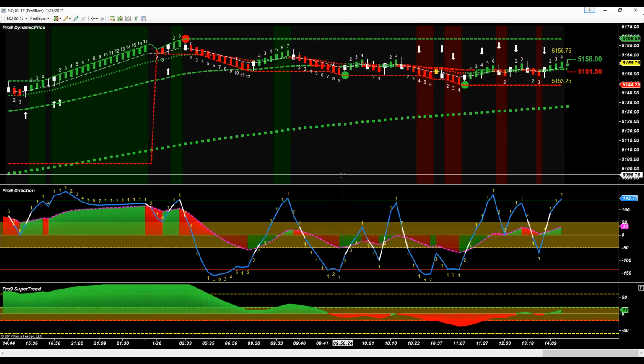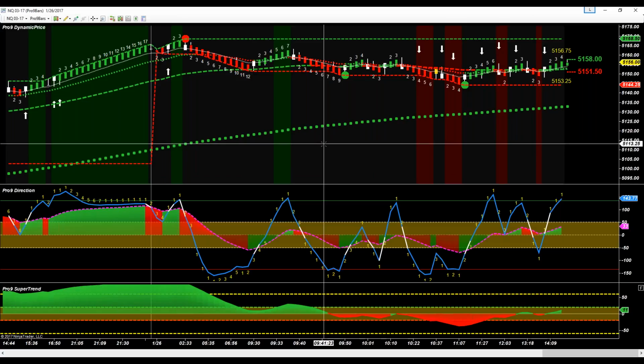JR is asking, what template gives me all the right buy and sell signals? This chart, this is the Pro9 Trader template. This will let you identify all 6 of the trade setups from this one chart.